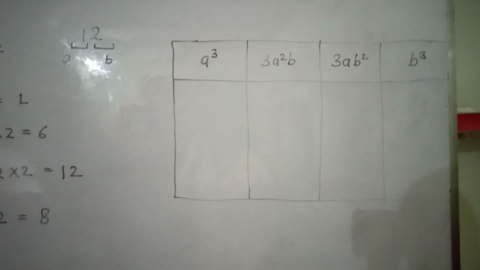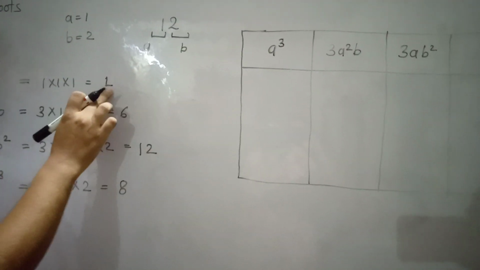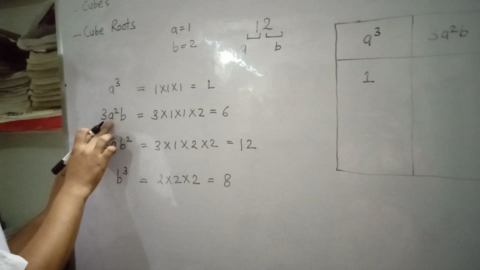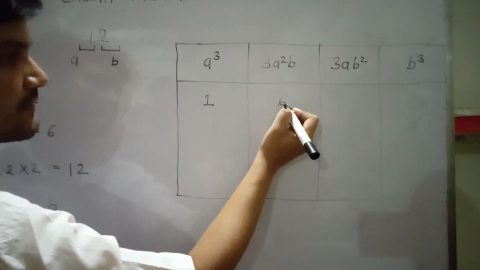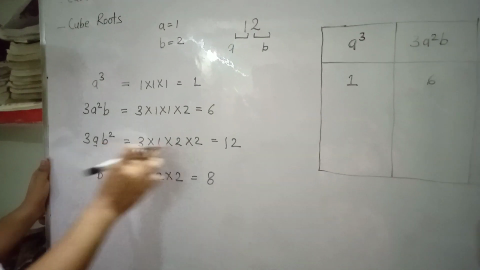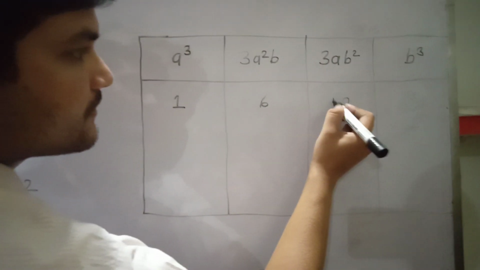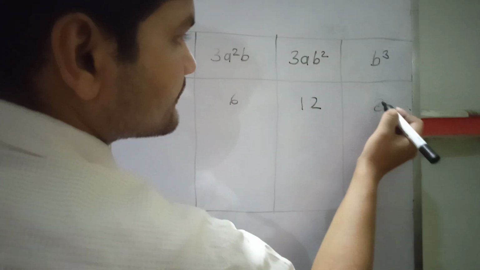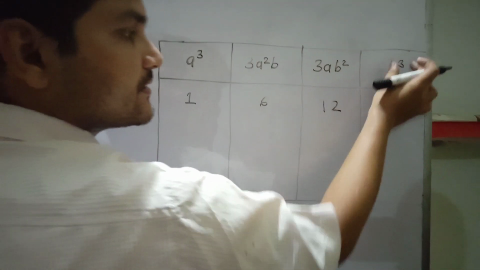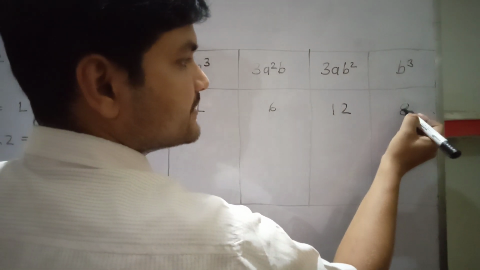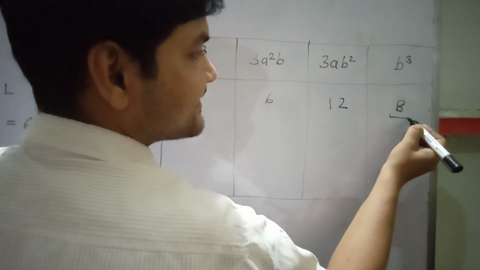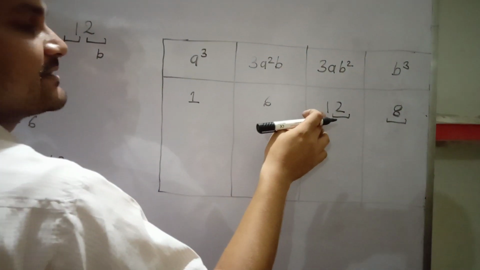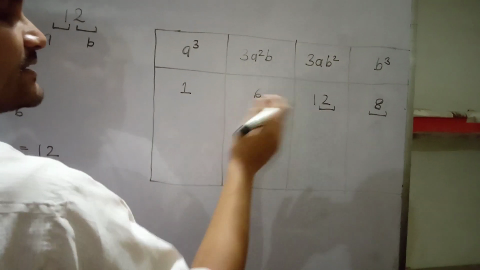After then we will put the value of A cube in first column, so the value of A cube is 1, and then the value of 3A square B is 6, and the value of 3AB square is 12, and then the value of B cube is 8. And here we will have only one digit, so we will underline that. And here we have 2 digits, so we will underline the first digit, and second digit we will shift as a carry in the next column.